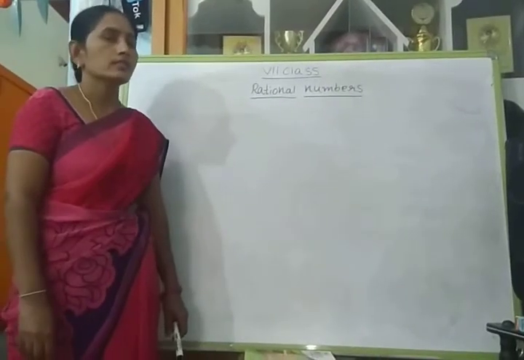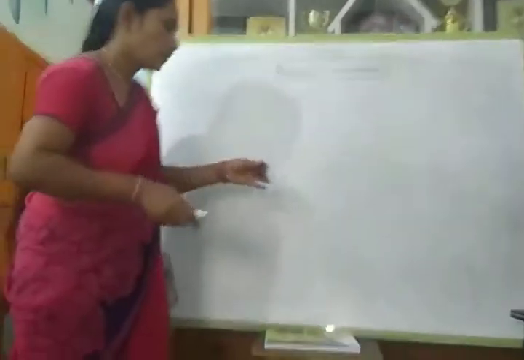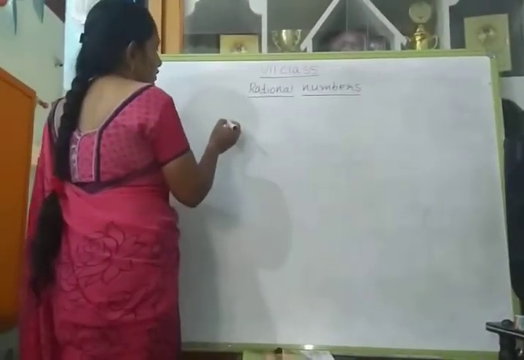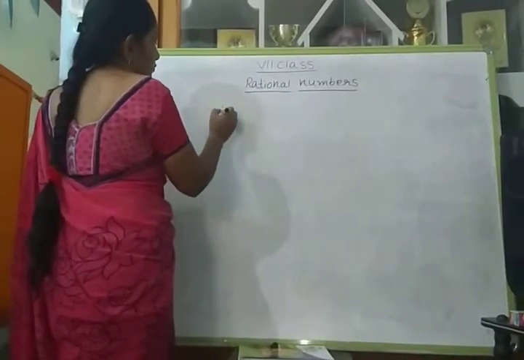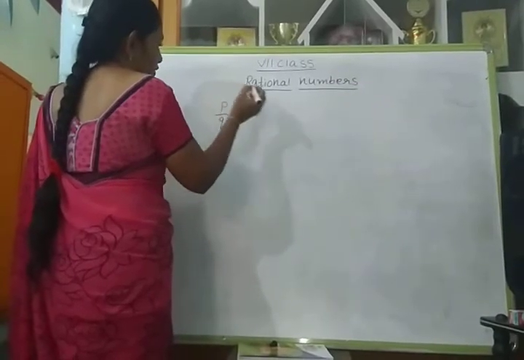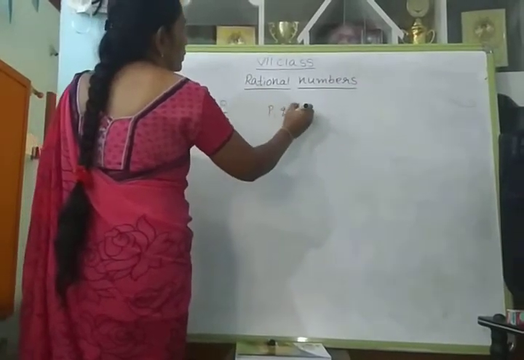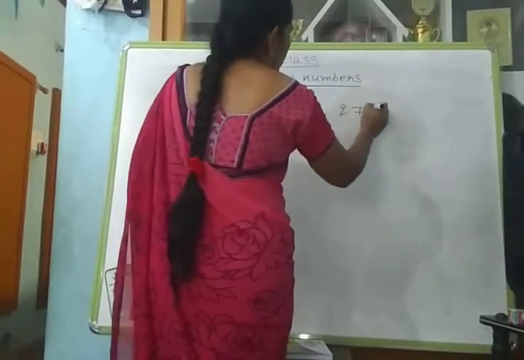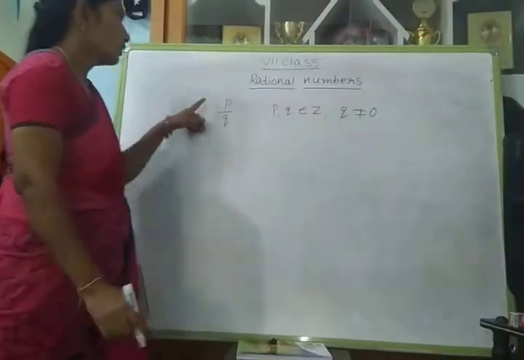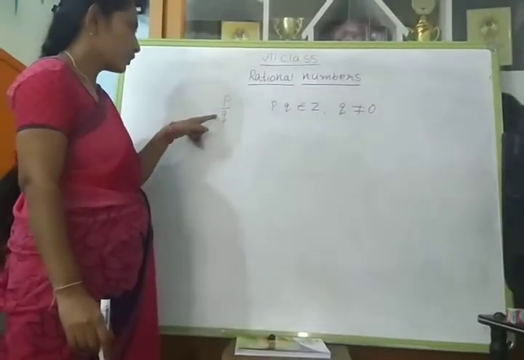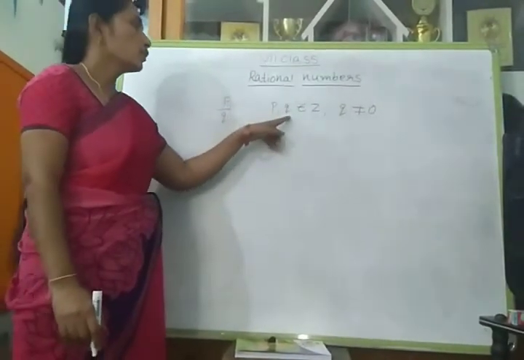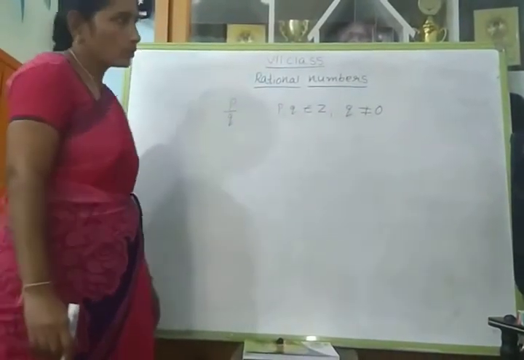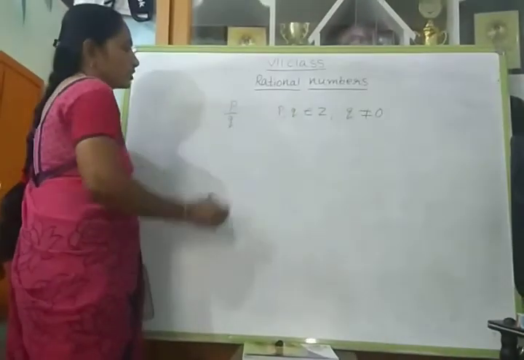Welcome to next class. So now we have to discuss rational numbers. The set of rational numbers are numbers in the form p by q, where p, q are integers and q is not equal to 0. These numbers are called rational numbers.